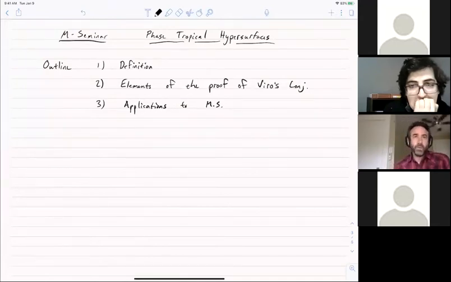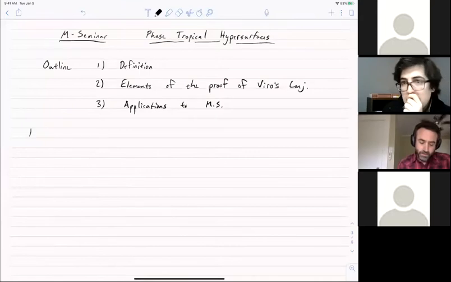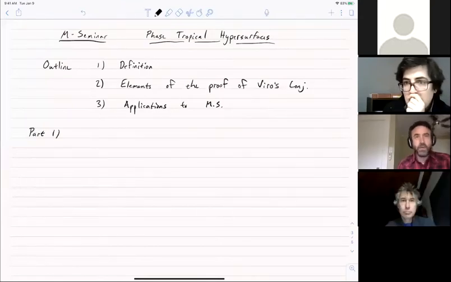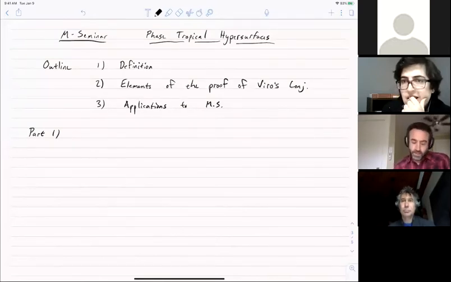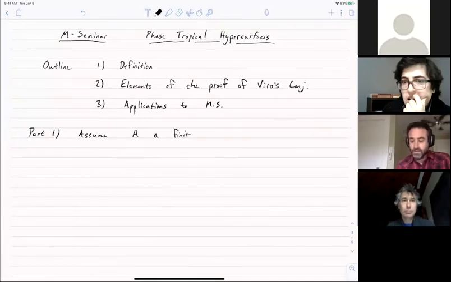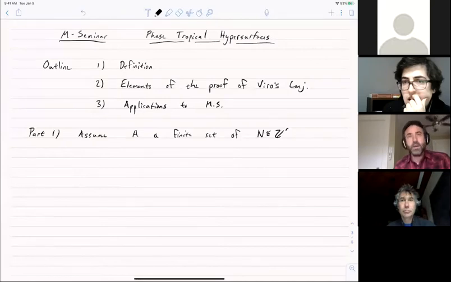So, okay, part one. I'm going to start with just assuming that I have some finite set, as many of my talks start with, assuming that A is a finite set of some lattice, and dimensions. And I'll write M, the dual of N.